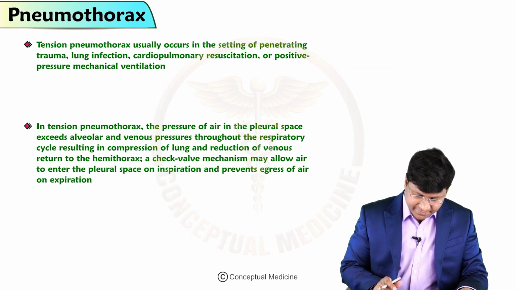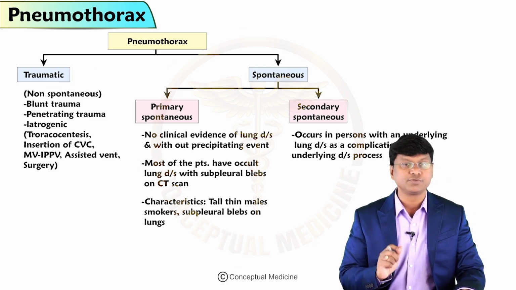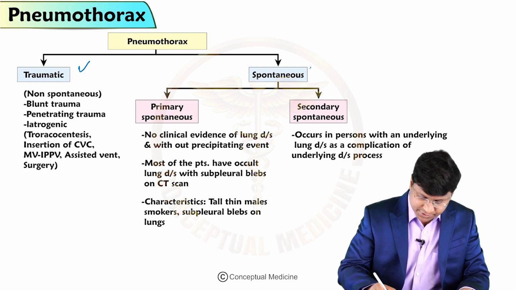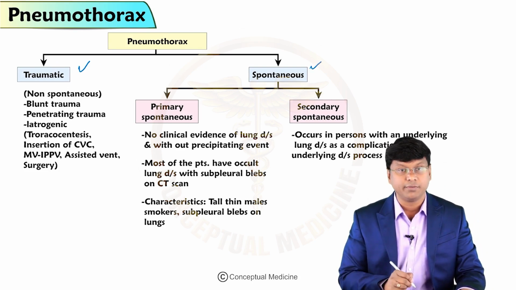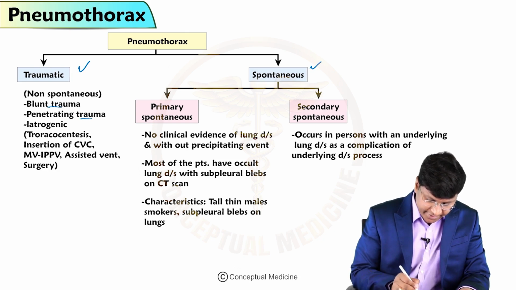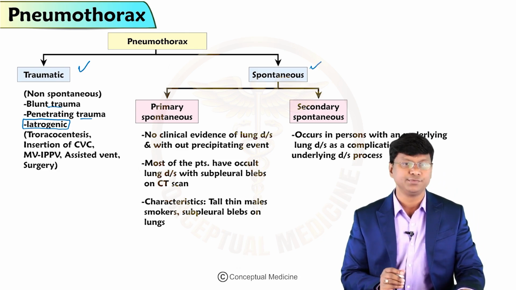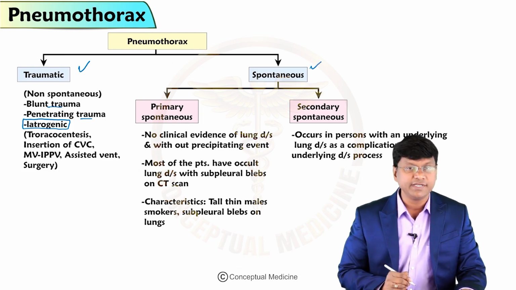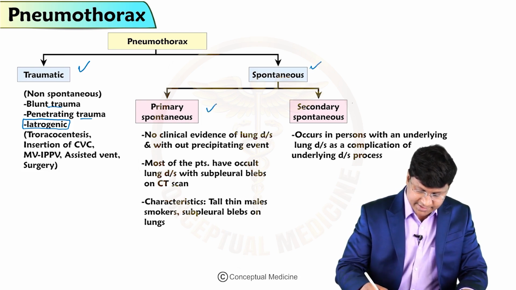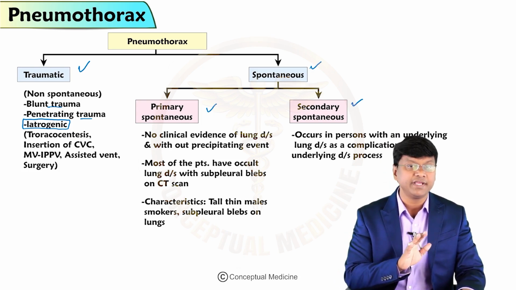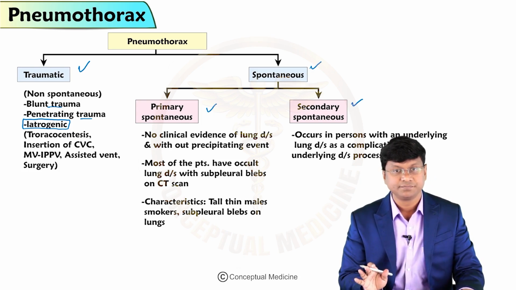Next. Now, let me summarize all forms of pneumothorax that we have discussed. Traumatic pneumothorax, spontaneous pneumothorax. Traumatic pneumothorax could be in the form of blunt trauma, penetrating trauma, and we also have iatrogenic, which comes under traumatic pneumothorax, or can be taken as a separate entity as well. In spontaneous pneumothorax, there is primary spontaneous and secondary spontaneous. In primary spontaneous, you don't have any underlying lung disease.